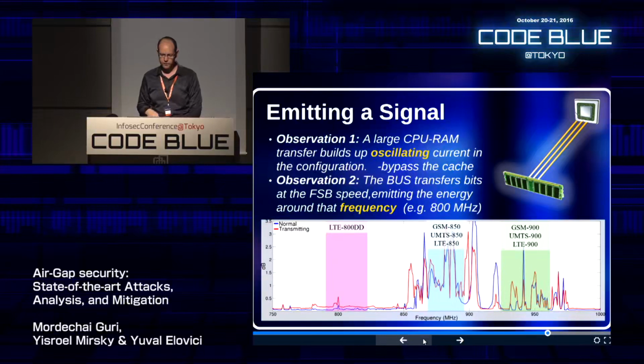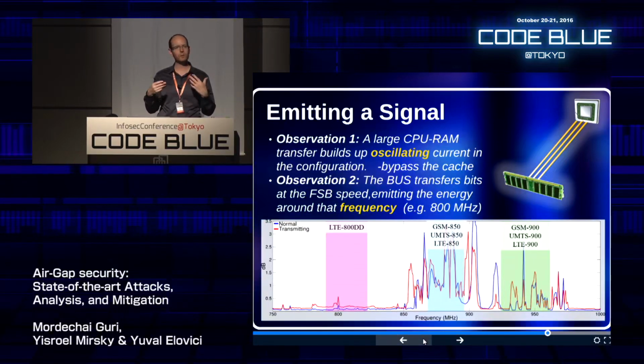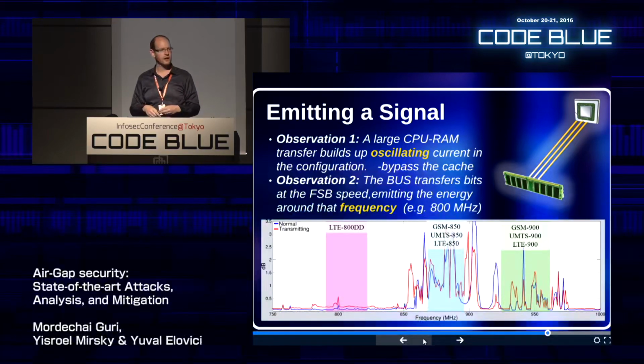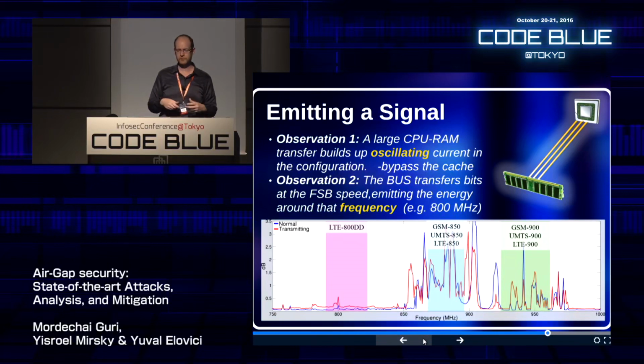So how does it work? Let's talk about emitting a signal. We had two general observations. One, if you make a very large transfer between the CPU and the memory, that emits radiation, but that only works if it's an uninterrupted transmission. That means that you have to bypass the cache in the CPU. To do that, you use special instructions that are available in Intel and AMD architectures, and you send a large amount of data to the memory, and that builds up energy on the bus, and then that emits radiation as a result.